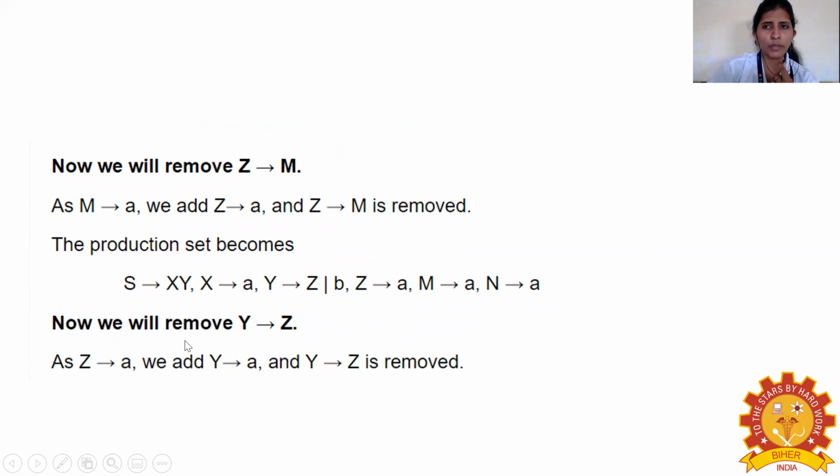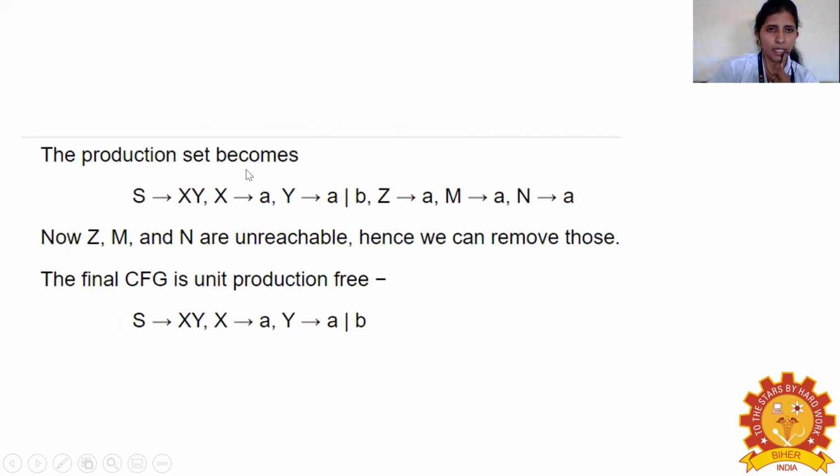So now we will remove Y to Z. Instead of Z, we have A already, so we substitute A in the place of Z. So the production set becomes S to XY, X to A, Y to A or B, Z to A, M to A and N to A.